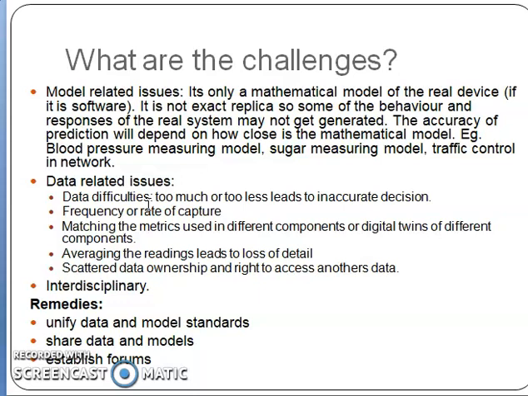Then there are country barriers. Then what is the frequency or the rate of capture? Then too much or too less data is there. Then what are the metrics for the data? Suppose the sensor is collecting in meters, then the formula is for kilometers, then that kind of conversions have to be made. So a lot of issues are related to the data which are political as well as technical. Then some remedies have been suggested, like you can unify the data and the model standards, share the data and the models, and establish a forum. So this way a lot of efforts are being made in order to reduce these challenges.